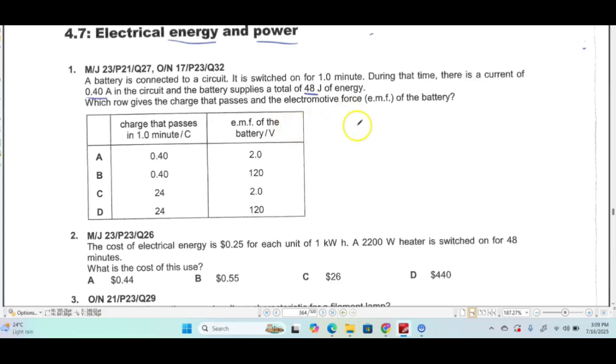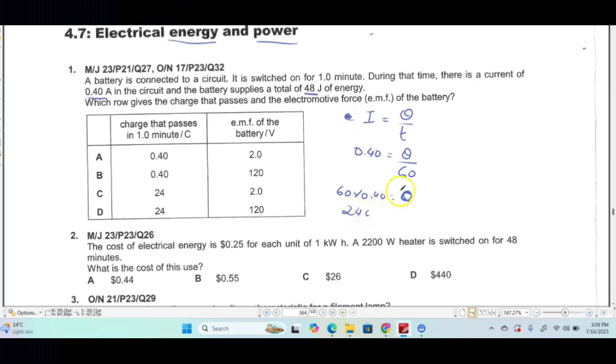Now we know that I is equal to Q by T, where I is the current, Q is the charge, and T is the time. Here we have to calculate the charge, and current is 0.40 and the time is 1 minute, but we have to convert it into seconds. So 1 minute is equal to 60 seconds. So 60 into 0.40 is going to give us the charge. So that is going to be 24 coulombs.